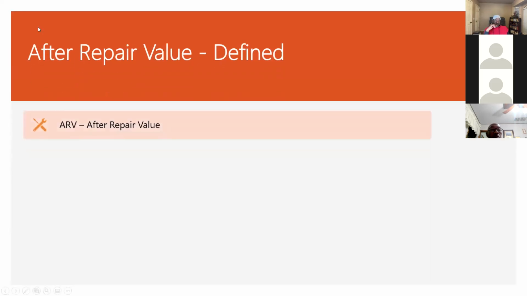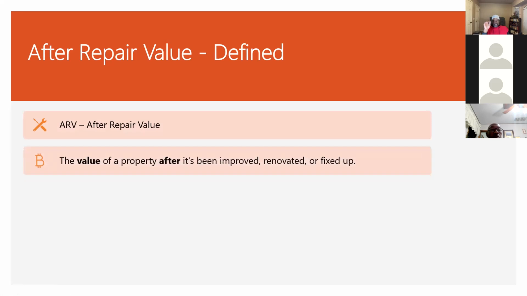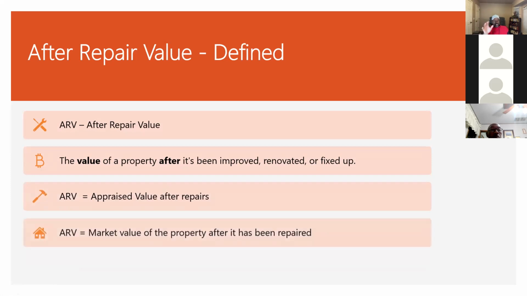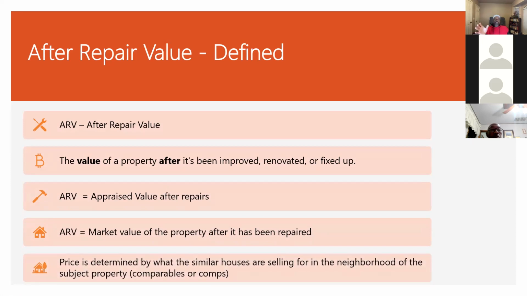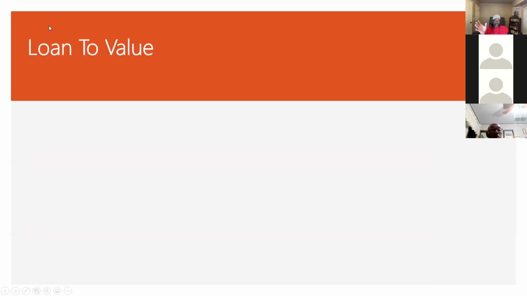So after repair value, we talked about this before. I need to make sure everybody understands. That's the value after the property has been repaired, right? It's been fixed up, it's improved, it's ready to go. It's also sometimes called the market value. That's the value that people are willing to pay in the market. But it's also sometimes called the appraised value, and that value is based upon what other properties in the neighborhood are selling for. So it's market value, ARV, after repair value, appraised value. They're all the same thing, right? It's what people are willing to pay for that property.